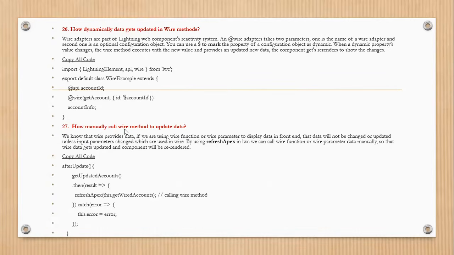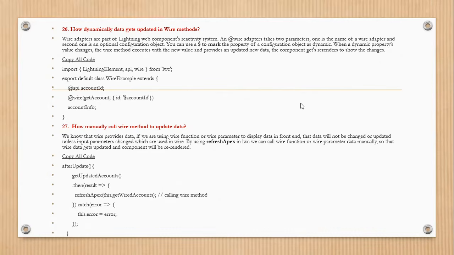Next question: how do you manually call a method to update data? We know that wire provides the data. If we are using the wire function, we have the parameters to display data in the front end, and that data will not be updated unless the input parameters used by the wire change, or by using refreshApex.